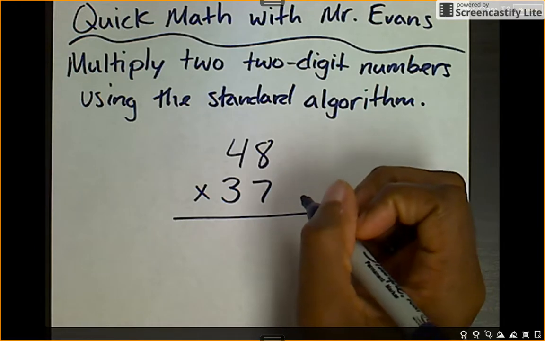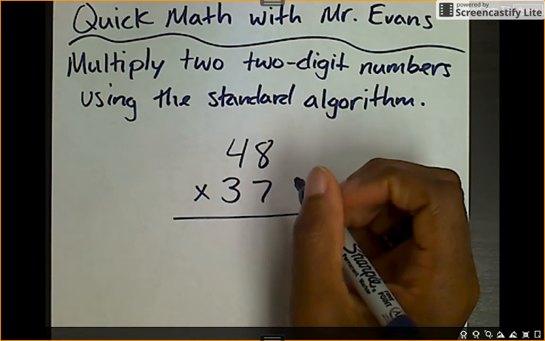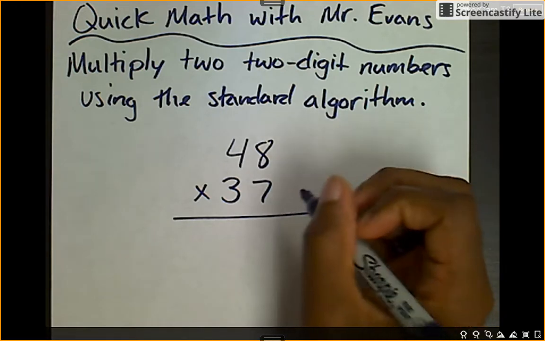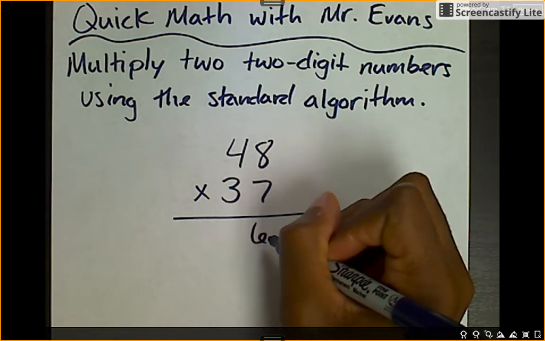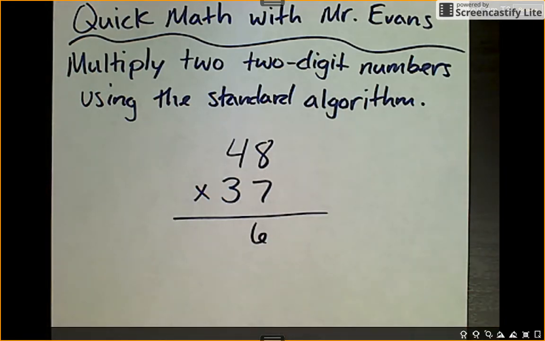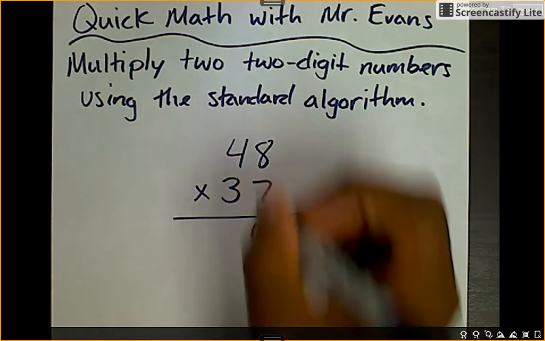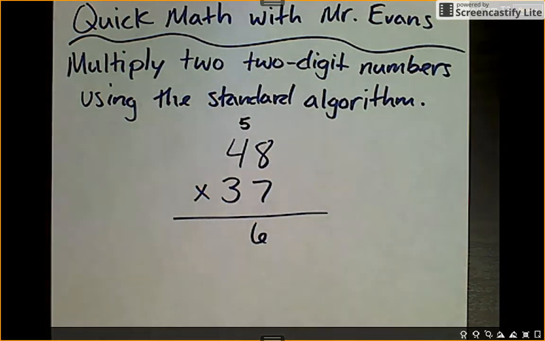So I talk with them and I say, okay, well, 56, where does this 6 go? We have 6 ones. Where does it go? It goes in the ones place, Mr. Evans. Well, it makes sense. Yeah, we put the 6 there. And then we have 56. The 5 is in the what place? They say the tens place. So we're going to carry that up above to the tens place. So now we're holding 5 tens there.